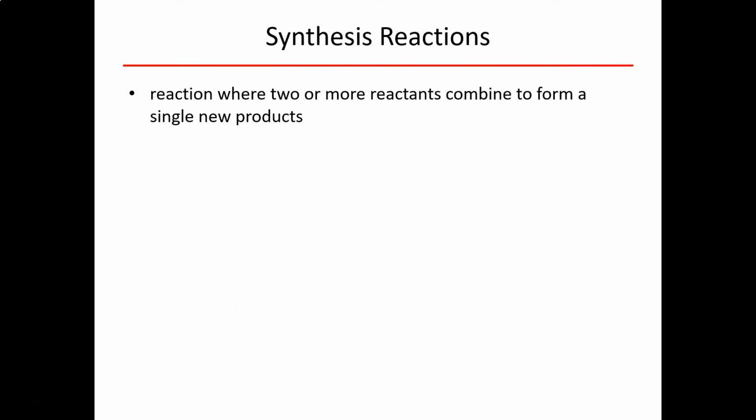For our synthesis reactions, this is where 2 or more reactants come together and form one product. So we recognize a synthesis reaction by the presence of one product. Our generic can be A plus B forms AB, and I recognize it by having one product. So we have a variety of different types of synthesis reaction. And by looking at our reactants, it allows us to predict our product.